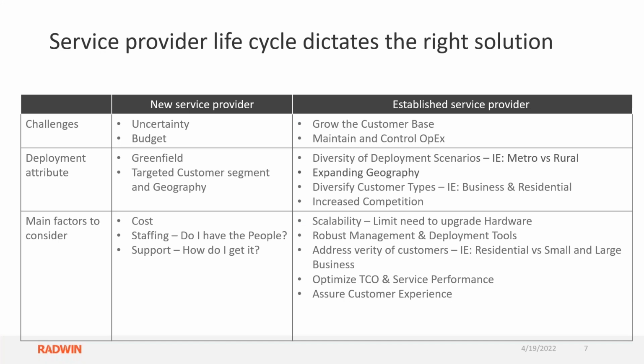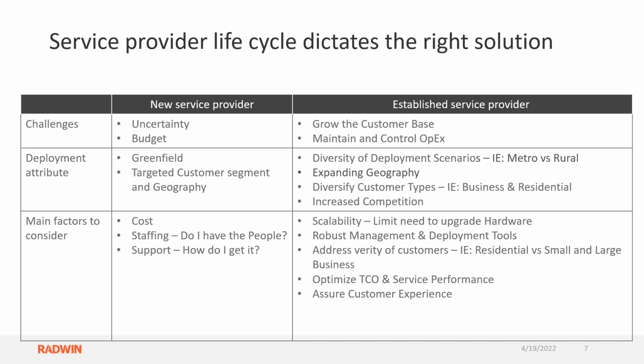So when you look at a wireless ISP, I got my start in this business back when wireless ISPs got their start, right from the very beginning. And one of the things that I noticed was what was important to a wireless ISP who's just starting. Number one is budget. They have a lot of uncertainty when they start out.